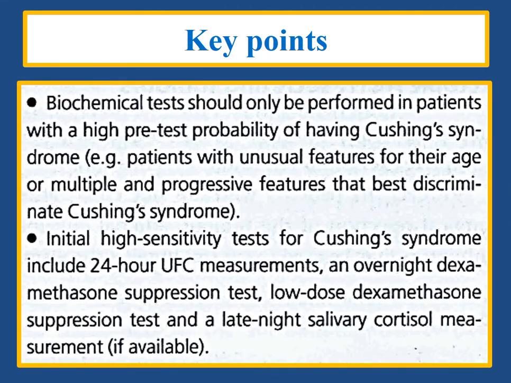Biochemical tests should only be performed in patients with a high pre-test probability of having Cushing syndrome. For example, in patients with unusual features for their age or multiple and progressive features that best discriminate Cushing syndrome. Initial high-sensitivity tests for Cushing syndrome include 24-hour urine free cortisol measurement, an overnight dexamethasone suppression test, a low-dose dexamethasone suppression test, and a late-night salivary cortisol measurement.